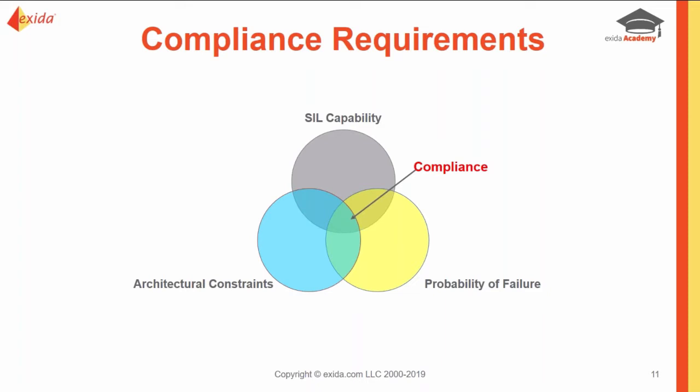The third and final hurdle for a product to get certified is the architectural constraints. That's going to be from the standard, the requirements of Route 1H or Route 2H.